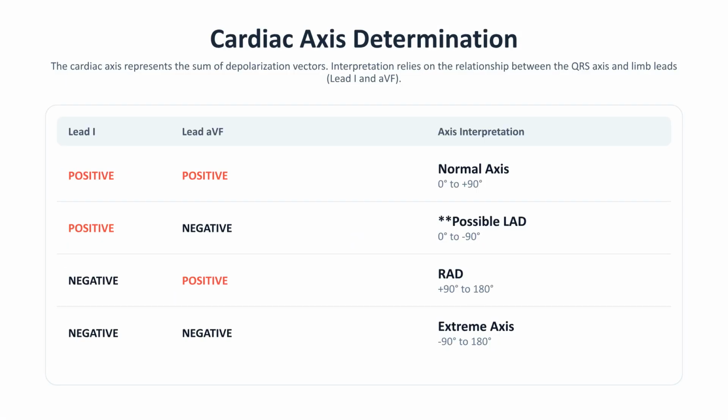Cardiac axis determination relies on the QRS relationship in lead I and AVF. A normal axis means both leads are positive. Deviations, such as left axis deviation or right axis deviation, occur when one or both leads are negative.